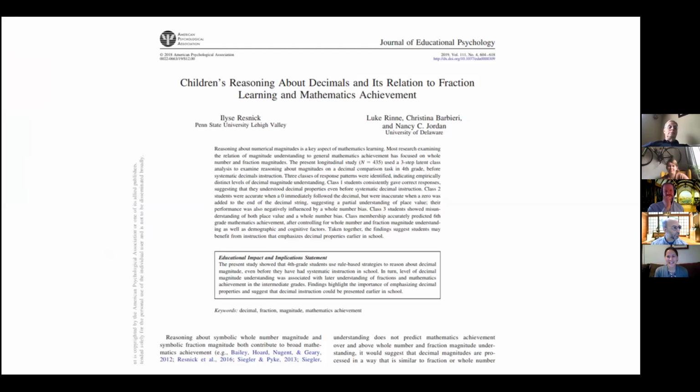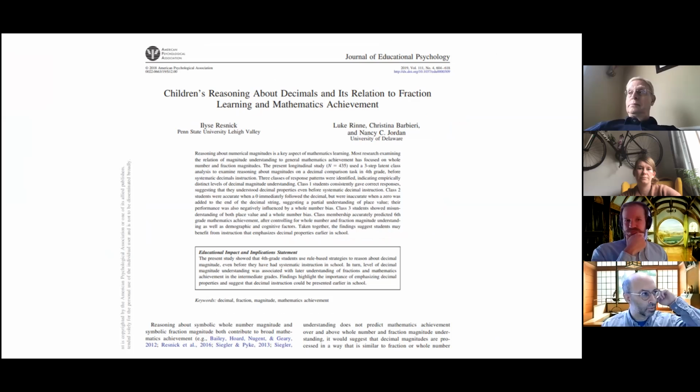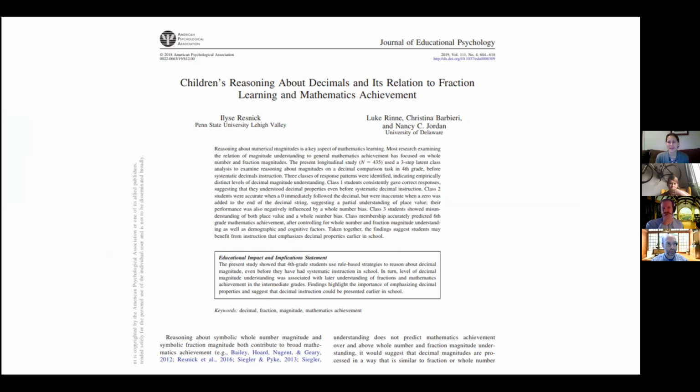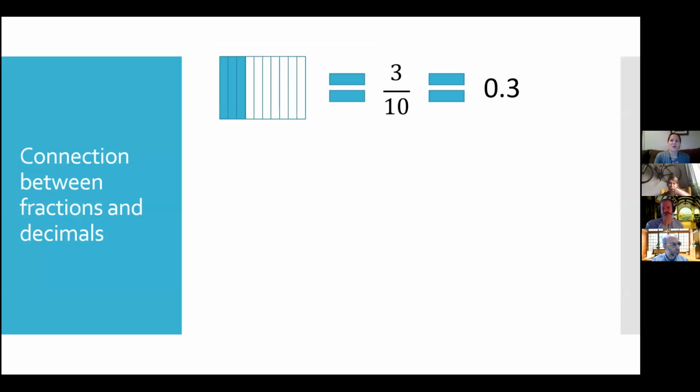The data that I'll be presenting was published in the Journal of Educational Psychology. Here we were really categorizing how children reasoned about decimals and fractions, and how that reasoning related to each other and also to later mathematics achievement. I'm sure you're all aware that decimals and fractions are mathematically related, right? So 3 pieces of 10 is equal to 3/10 in fraction form and 3/10 in decimal form.